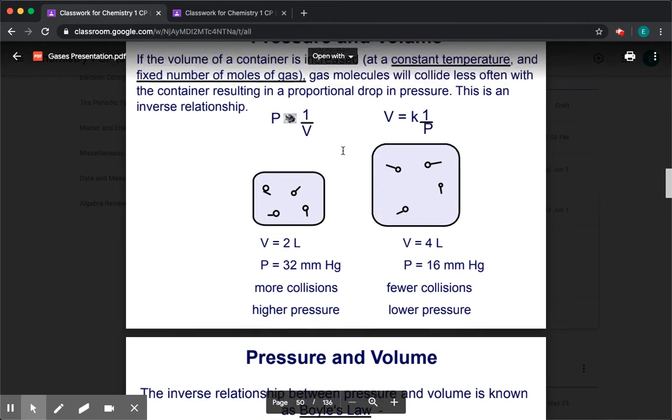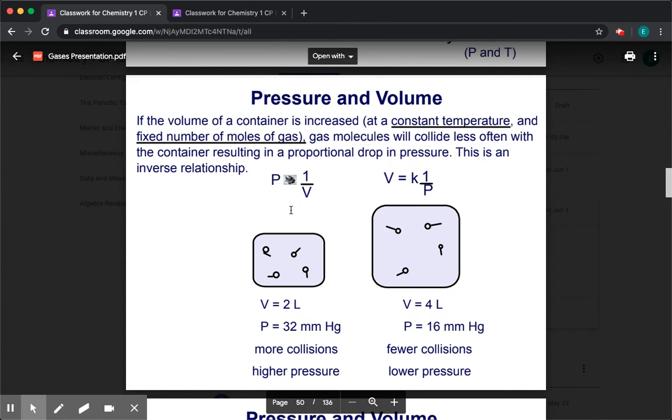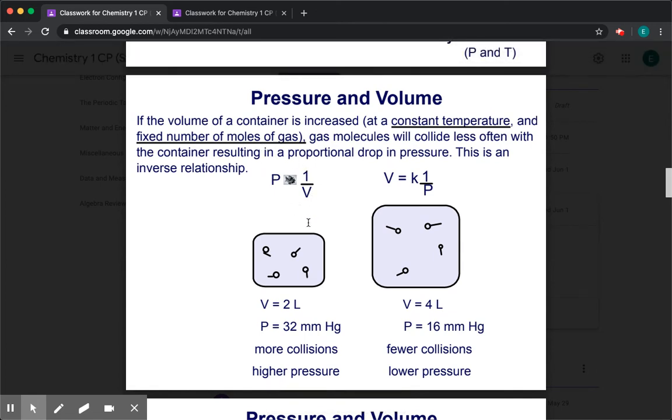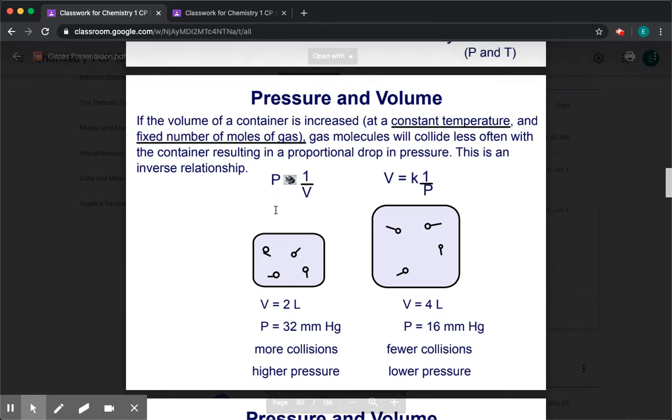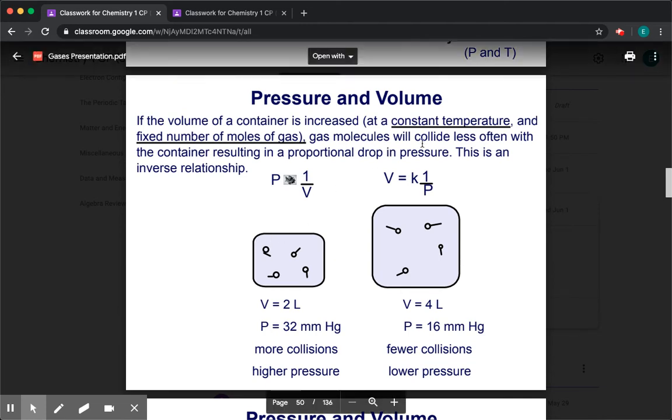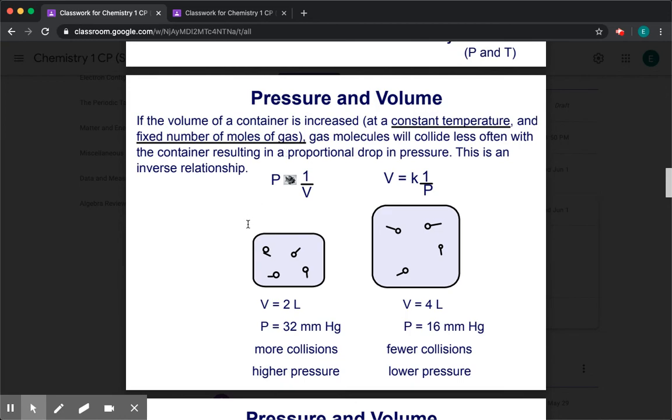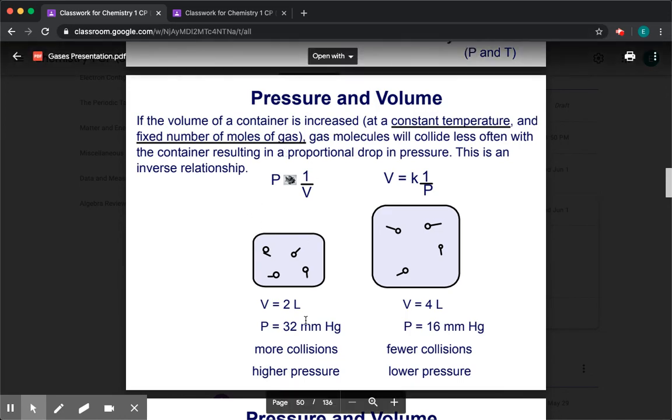Okay, and again, so recap: pressure and volume. As pressure goes up, volume goes down. Why? Because the container is getting smaller. In order for pressure to go up, the container has to get smaller because we're keeping temperature the same. So energy is the same, and the amount you have of each is the same. Okay, so as pressure goes up, volume goes down.